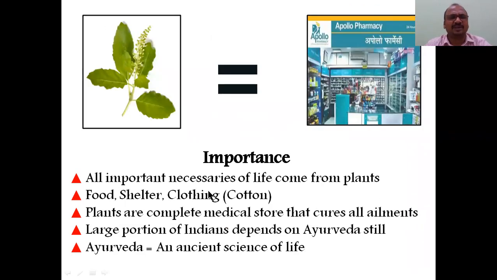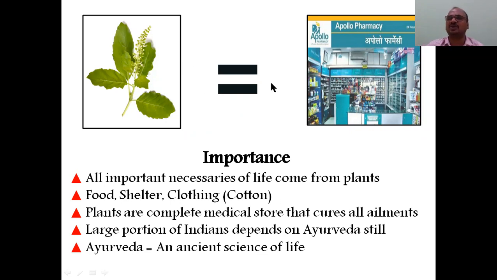When you come to the importance, all the important necessities of life come from the plants only. Without plants, there would be no human being. But without human beings, plants may exist. We are dependent on the plants, but plants are not completely dependent on humans. Whatever food we are taking, we take from plants only. Shelter from the tree, like windows and doors. Clothing, cotton cloths. And plants are completely a medical store.